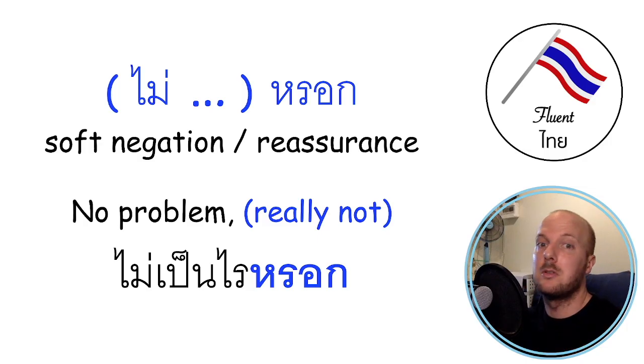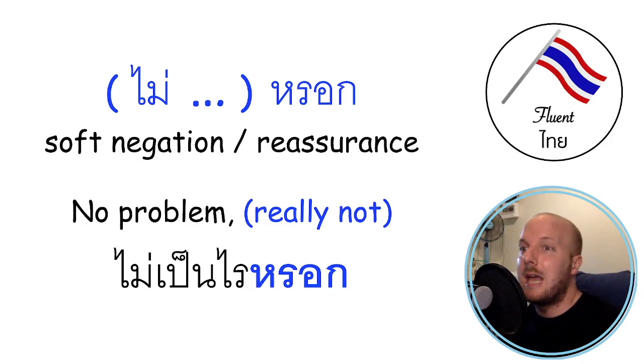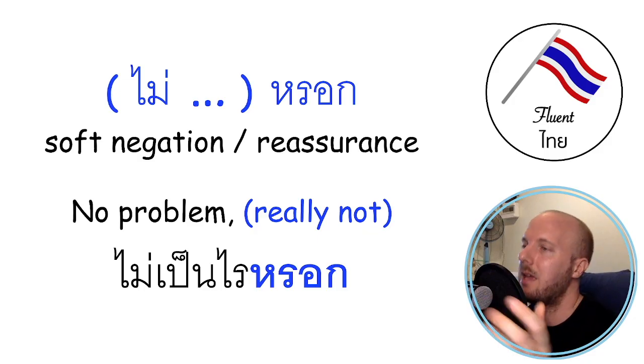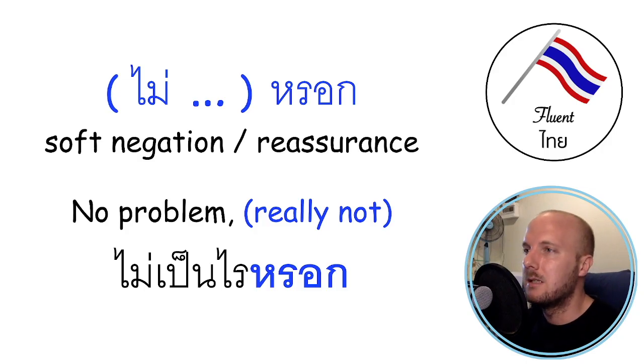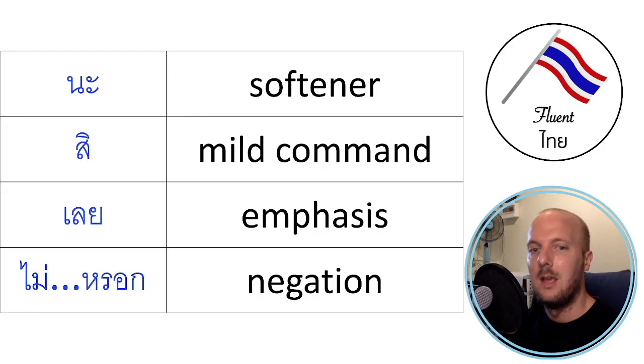Or I could say a full sentence. I could say แดดไม่แรงหรอก. The sunshine isn't that strong. Come on, sort of thing in English. So in English we would add words and phrases to create more of a soft negation, but in Thai we can just add the word หรอก in most situations.